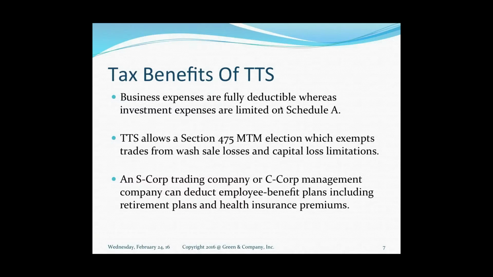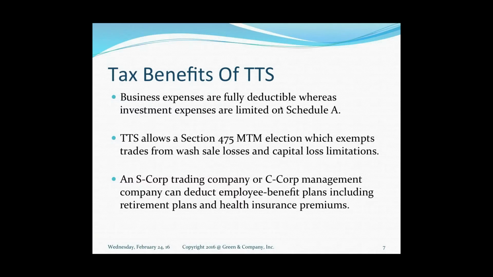Now, trader tax status, TTS for short, is a 3-pronged benefit. One, business expenses are fully deductible, whereas your typical trader has investment expenses which are limited on Schedule A as miscellaneous itemized deductions. The business trader saves about $5,000, $10,000, $15,000 or more just with business expense treatment. Investment expenses are for the birds. No home office, no education, 2% AGI limitation, no deduction for AMT, Pease itemized deduction limitation, state limitation. Most ends up on the cutting room floor.